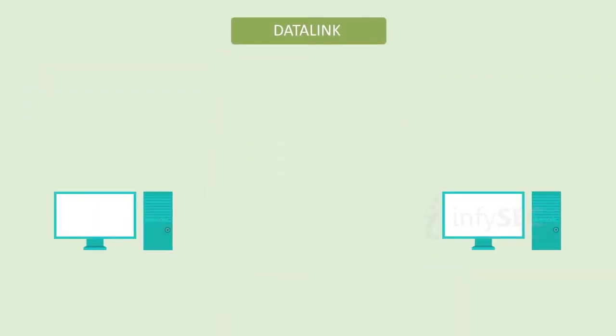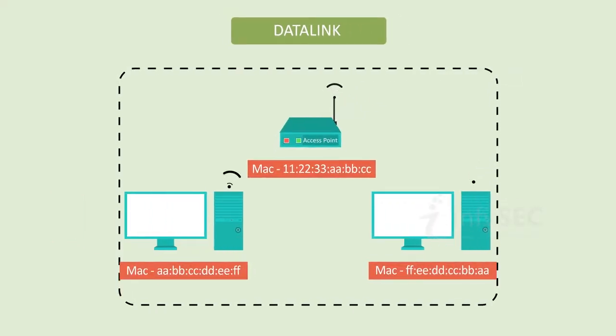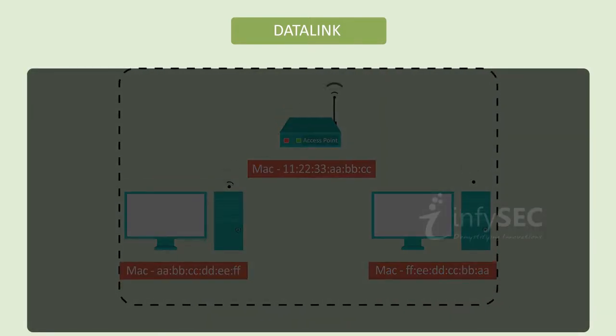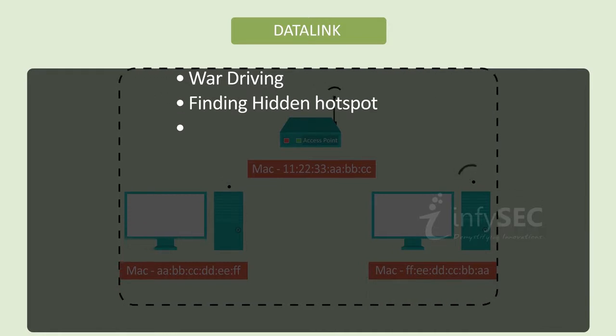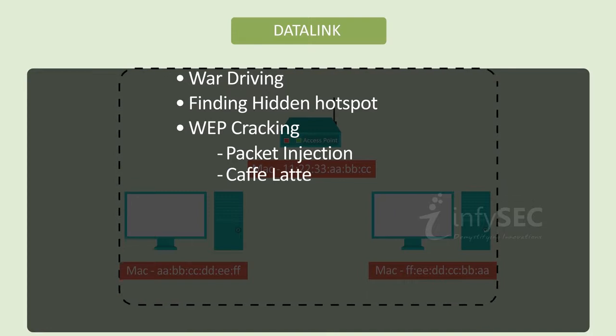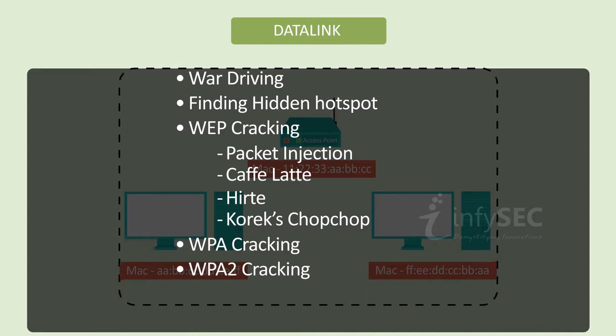Data link layer. The next layer is the data link layer. As discussed earlier, this works based on the MAC address, and the attack vectors pertaining to this layer include the following: war driving, finding hidden hotspot, WEP cracking, packet injection, Caffe Latte, Hirte, and KoreK chop chop, WPA cracking, WPA2 cracking, and rogue AP.